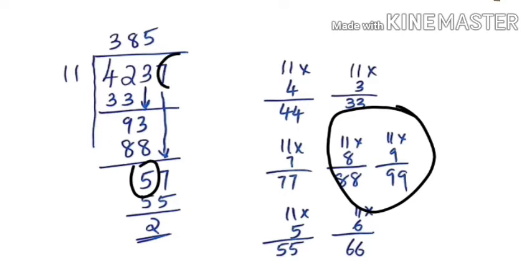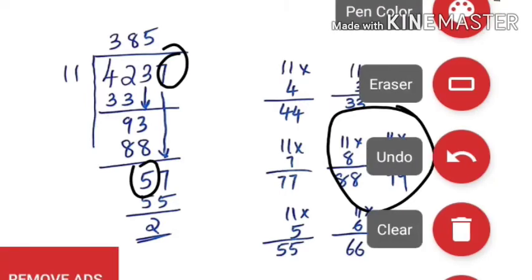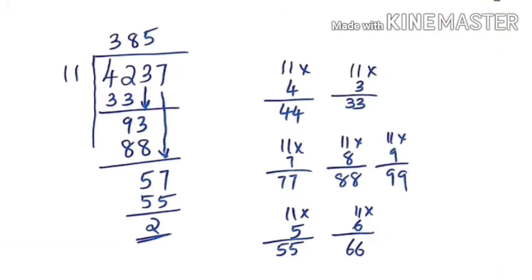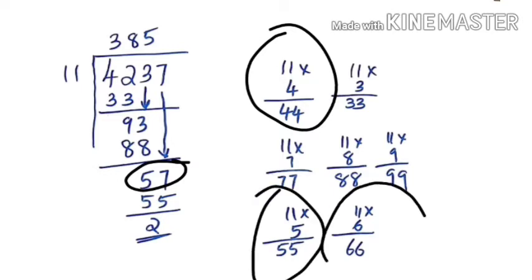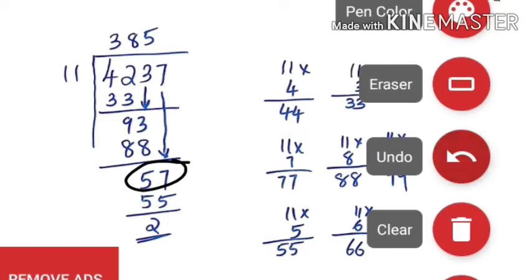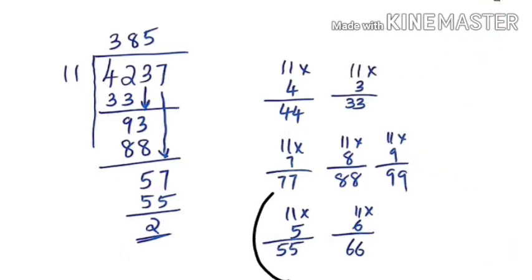Now bring this 7 down. So it will become 57. Now how many 11s are there in 57? We already know that 11 into 4 is 44. 11 into 5 is 55. 11 into 6 is 66. So there is no 57 in 11th table. So take the number just below 57, that is 55. 11 into 5 gives you 55.